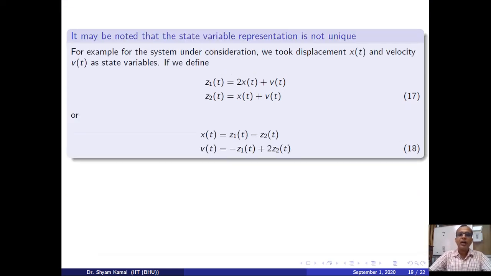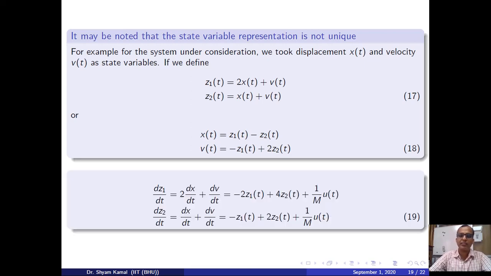Now I can define another variable, that is z1(t), and that is 2x1 plus v(t), meaning the summation of two state variables, and another variable z2, that is x(t) plus v(t). And from this expression also I can correlate what is x1, x(t) or v(t), by using equation number 18. And now again you can see that in this representation I have dz1 by dt and 2 minus 2z1 4z2. Just by taking differentiation on both sides, I can again come up with another mathematical representation.